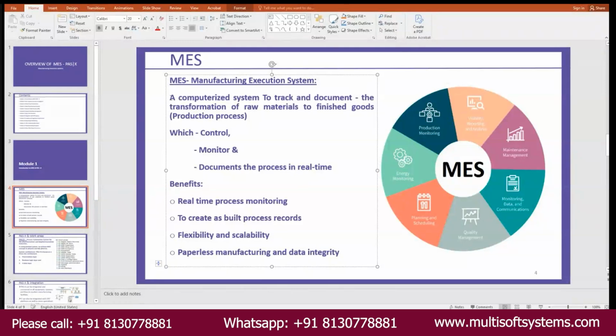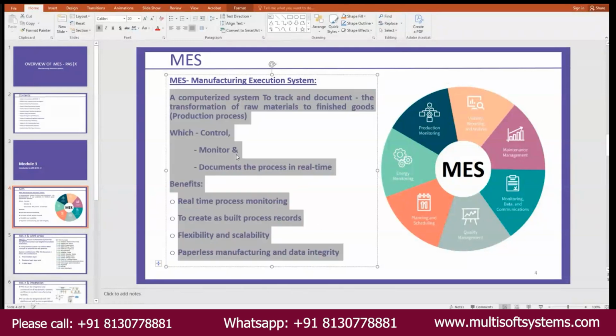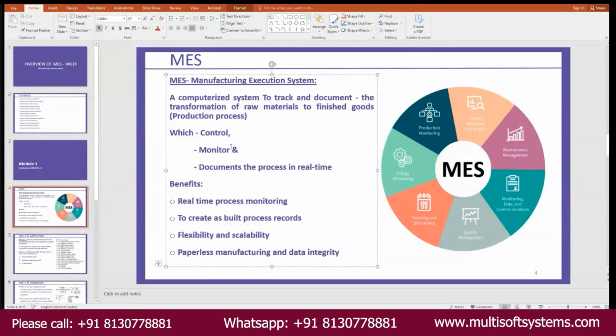This is the most important definition, so you have to learn it by heart. This is the first thing, and the concept is only one thing. What is the MES? MES is nothing but a computerized system, the software we use to track and document the transformation of raw materials to finished products. That is nothing but the production process.